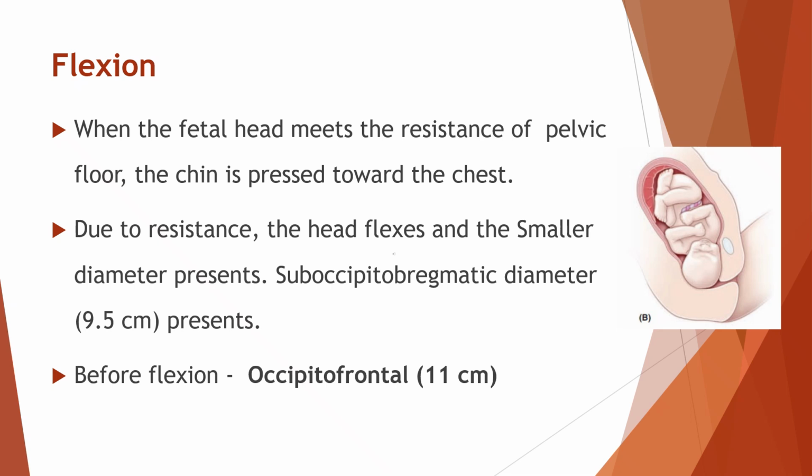This smaller diameter is called the suboccipito-bregmatic diameter, which measures about 9.5 centimeters. Before flexion occurs, the diameter presenting would be the occipitofrontal diameter, which is larger and measures about 11 centimeters. So, flexion helps the baby pass through the birth canal more easily by presenting the smallest possible head diameter.